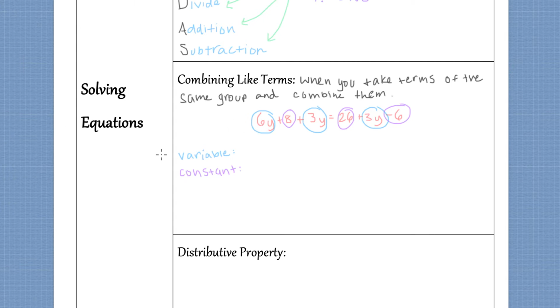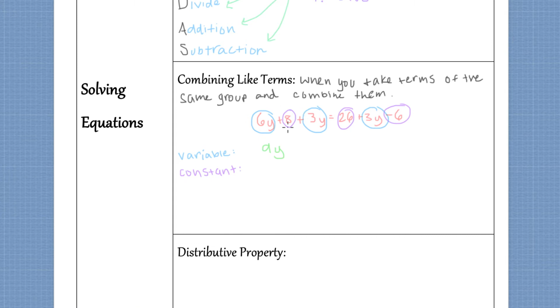So over here we have two variable terms. On this side of the equation, we have the 6y and we have the 3y. Since both of these are positive, we're just going to add them together to combine the y variable terms. So 6y plus 3y is equal to 9y.